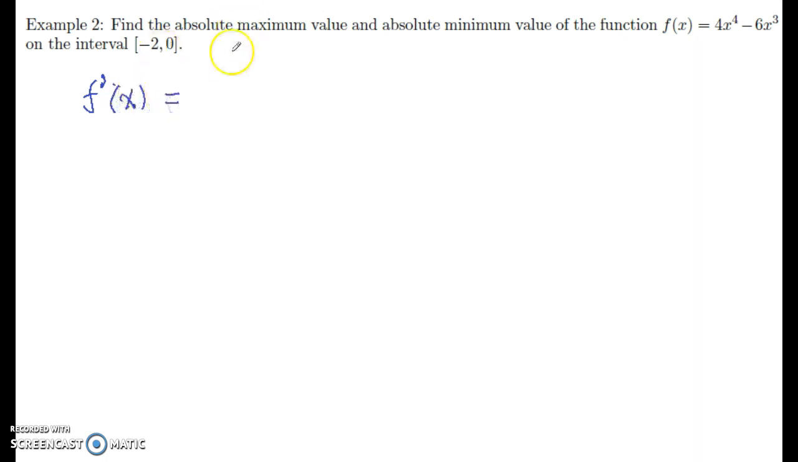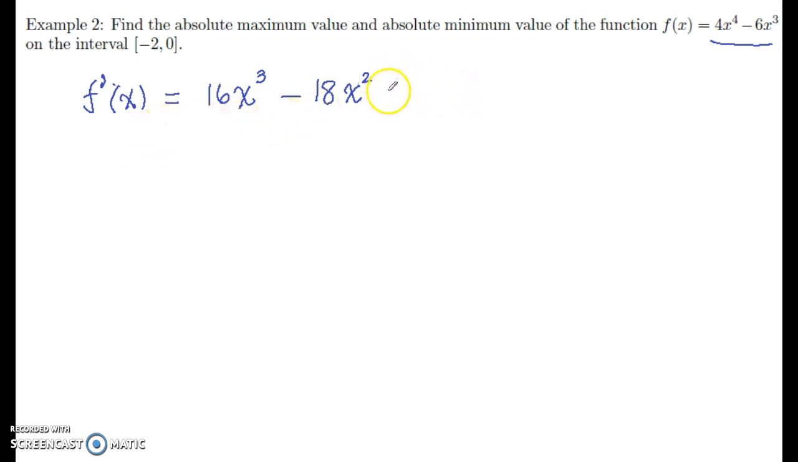So first we take the derivative of this function, 4x to the fourth power minus 6x cubed. According to the power rule, the power 4 comes down, 4 times 4 is 16, x to the 4 minus 1 is 3, minus the power 3 comes down, 3 times 6 is 18, x squared. So that is f prime of x.